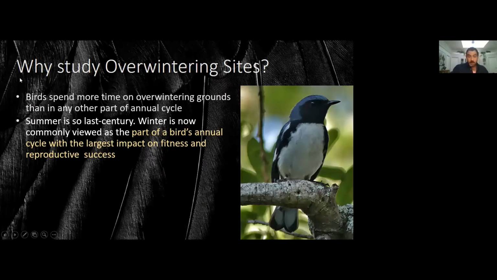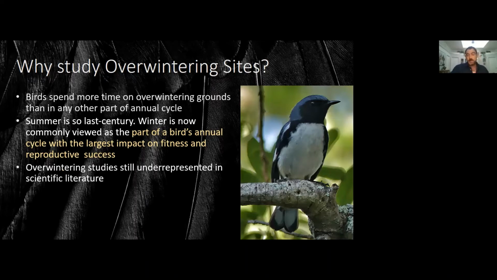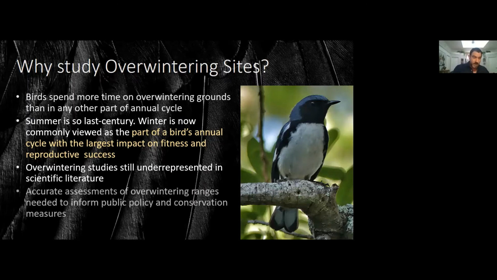Summer is very last century, because in the last century, researchers thought that summer was really the defining and dominant site, the summer sites for birds, because they bred on them, they found mates, they raised their broods. But winter is now commonly viewed as the part of the bird's annual cycle with the largest impact on fitness and reproductive success for birds. Despite this, studies about overwintering sites are still underrepresented in scientific literature, and we need to assess where these overwintering sites are, and what birds are using them accurately, to inform public policy and conservation measures.